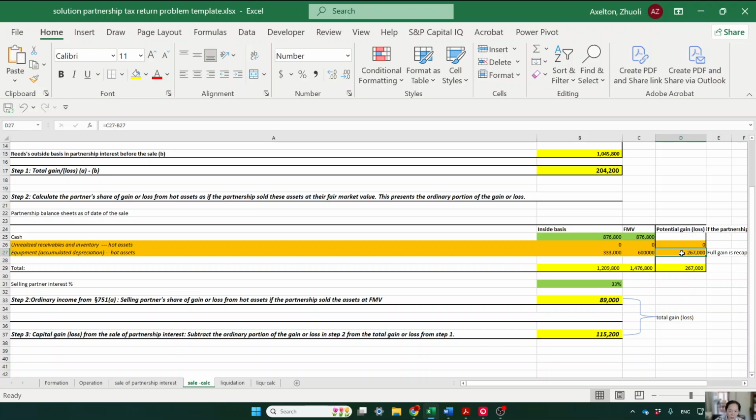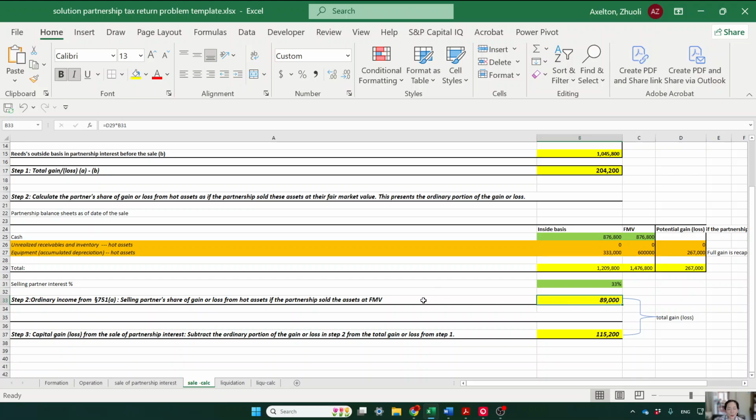267,000. So really, the potential gain or loss is the gain or loss as if the partnership sold these assets at the fair market value. So this is the overall gain or loss. The other thing we also have to do is apply the selling partner's interest percentage. In this case, the partner only has a 1/3 interest. Therefore, the 267,000 has to be multiplied by 33%, which will be equal to 89,000. So that's the ordinary income portion, the 89,000.